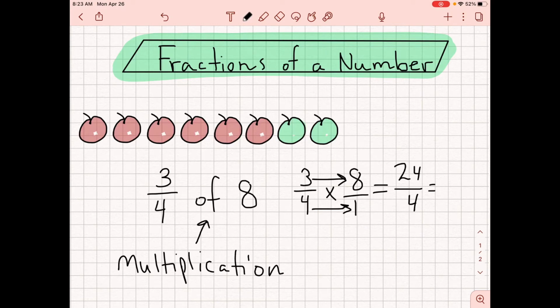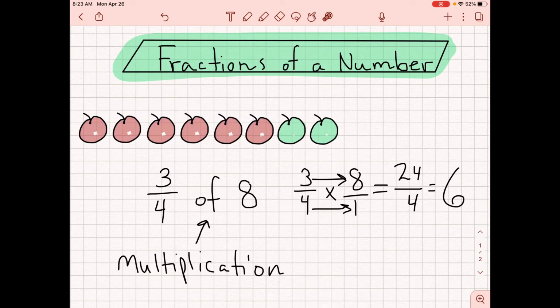And of course, that is an improper fraction, but it's an easy one to change. Remember, we just divide the numerator by the denominator. That's 24 divided by 4. And 24 divided by 4 equals 6. That's our answer. Let's double check and see if that is true. Is 6 3/4 of 8? Let's see here. 1, 2, 3, 4, 5, 6.